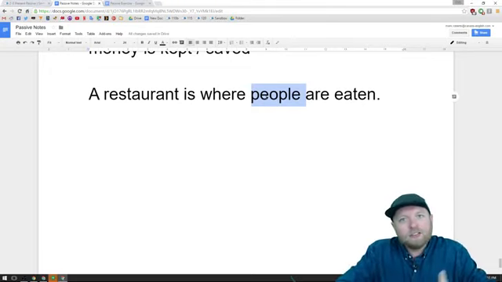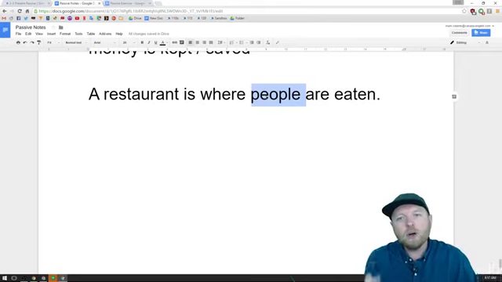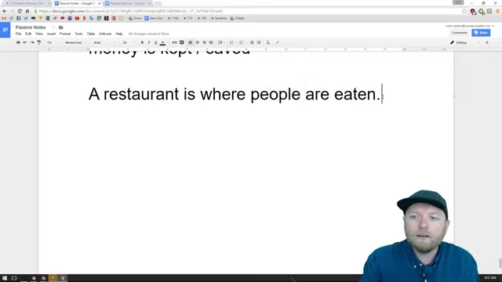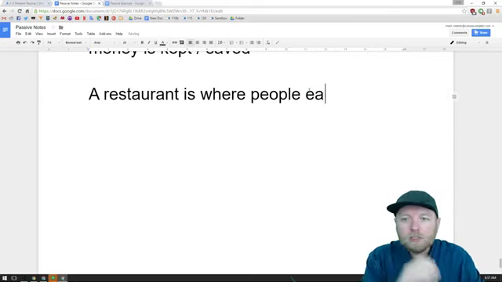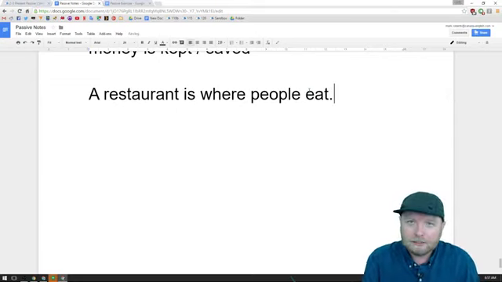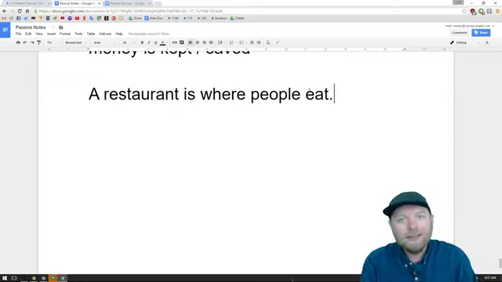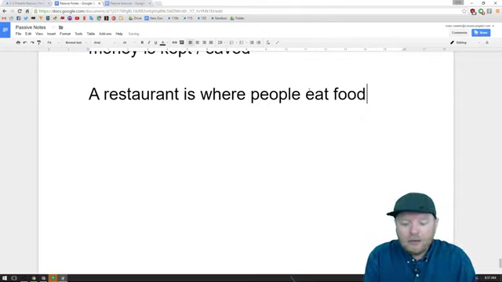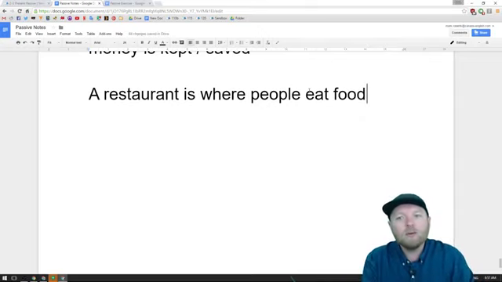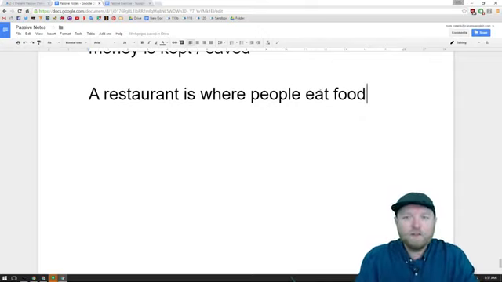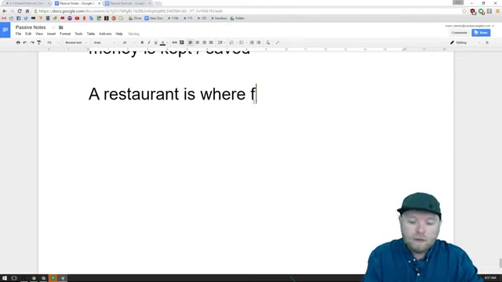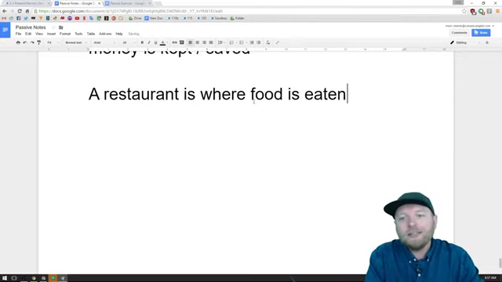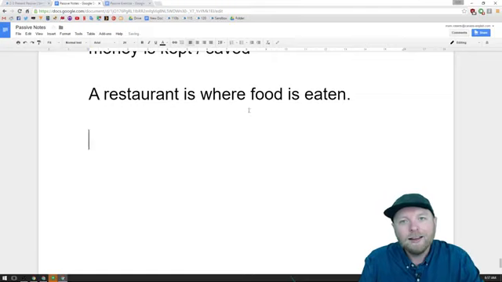So remember, if you're talking about the doer, don't use passive. This is the problem students have. Don't use passive. People eat, right? People eat what? What do they eat? They eat food, right? Okay, if you want to start with the receiver, food, use passive. Food is eaten. Understand what I mean?